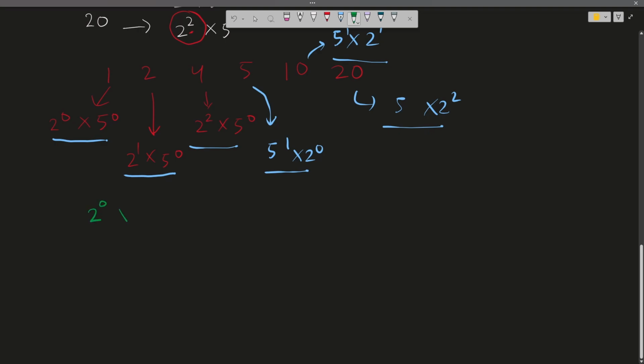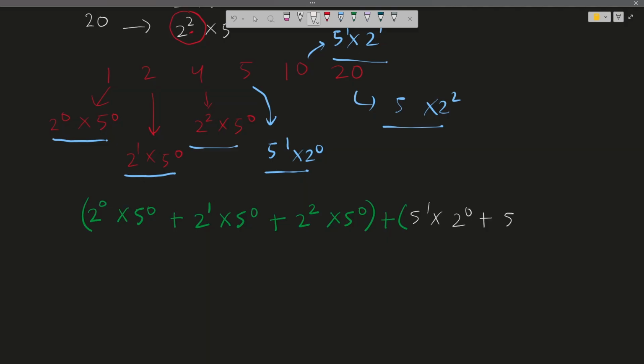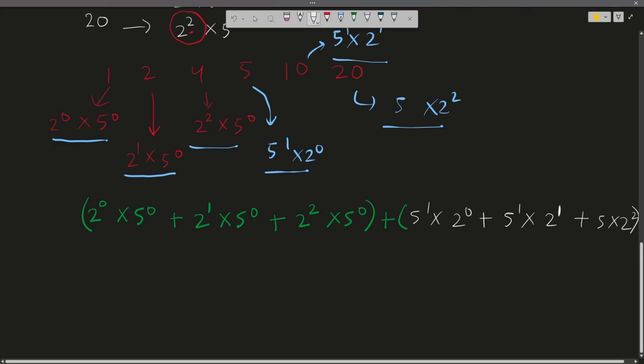2 to the power 0 into 5 to the power 0 plus 2 to the power 1 into 5 to the power 0 plus 2 to the power 2 into 5 to the power 0. Then plus we can write 5 to the power 1 into 2 to the power 0 plus 5 to the power 1 into 2 to the power 1 and 5 to the power 1 into 2 to the power 2. Right? This can be written here.